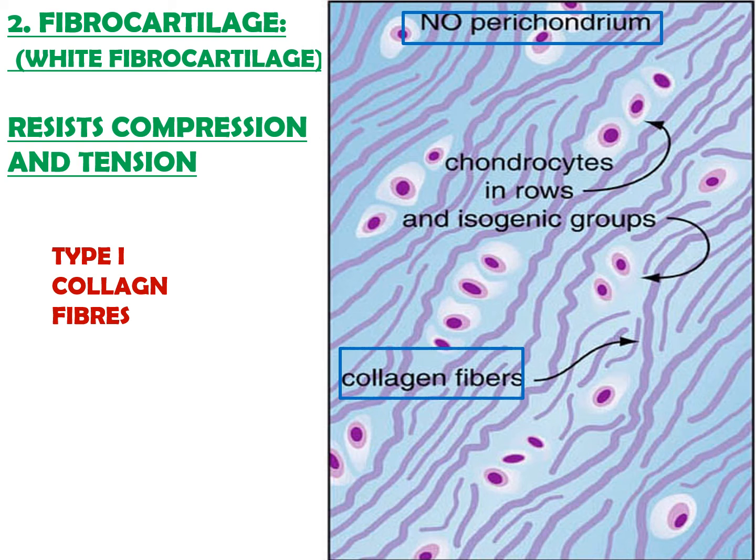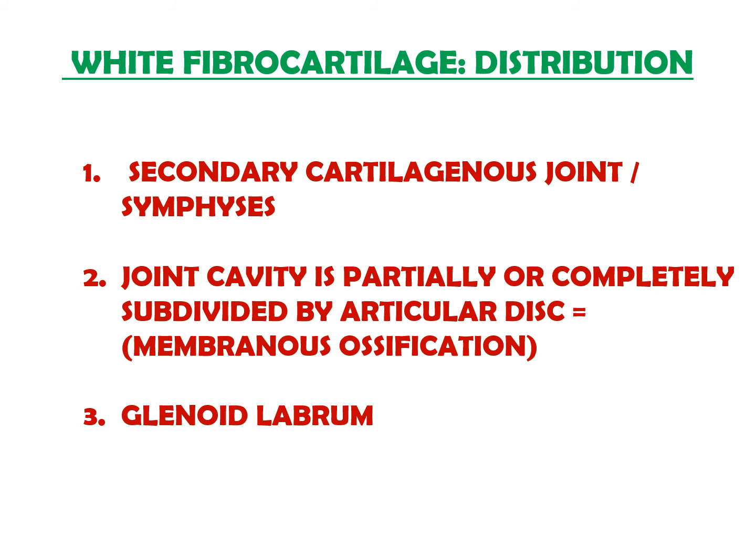So this is the fibrocartilage. Which are the examples of fibrocartilage? Here you can see the distribution of fibrocartilage: secondary cartilaginous joint or the symphysis, where the joint cavity is partially or completely subdivided by the articular disc, and the glenoidal labrum. So these are examples of fibrocartilage, particularly the intervertebral disc, symphysis pubis, menisci of the knee joint, and articular disc of the sternoclavicular and temporomandibular joint.